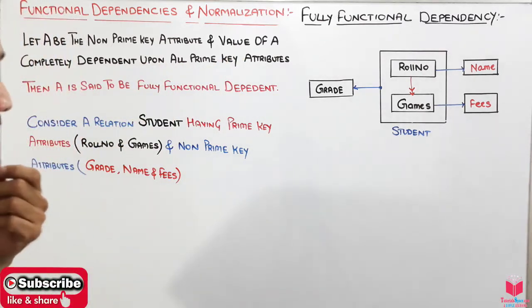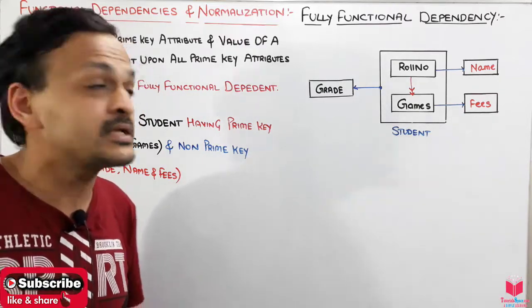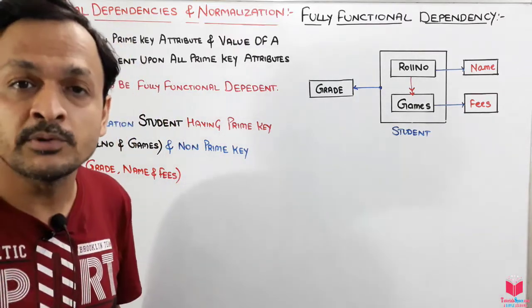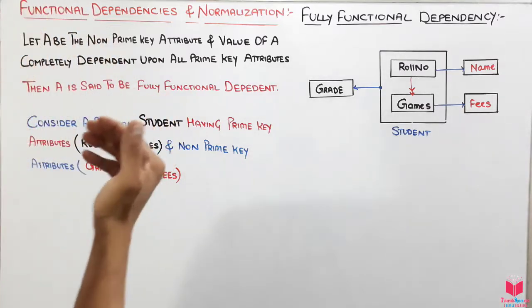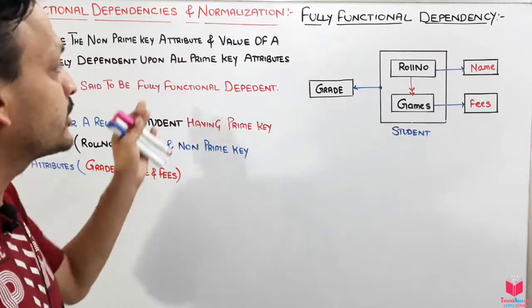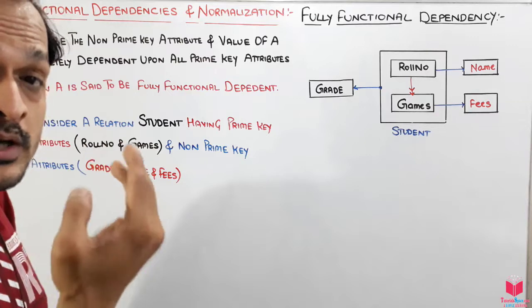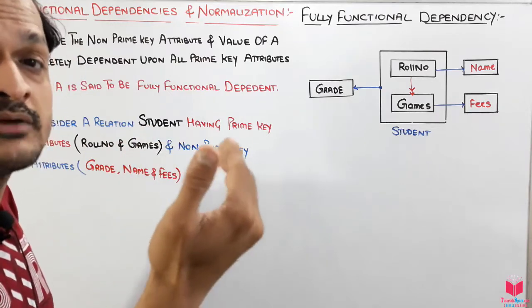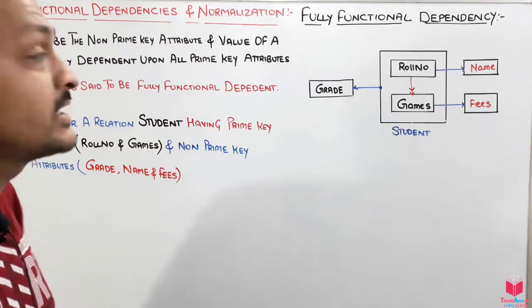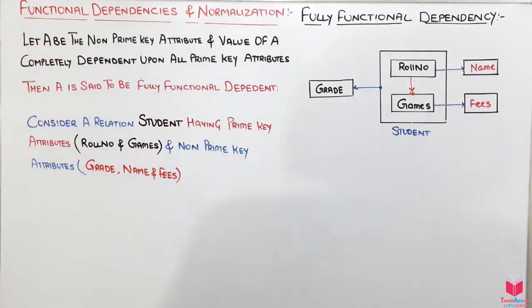Please keep in mind, suppose we have a relation with 3 prime key attributes and 1 non-prime key attribute. If we say that A is fully dependent, that means all 3 prime attributes combinedly find the unique value of A. So we have to take all the prime key attributes at one time. Let's take an example, then you will find out exactly what the point is.